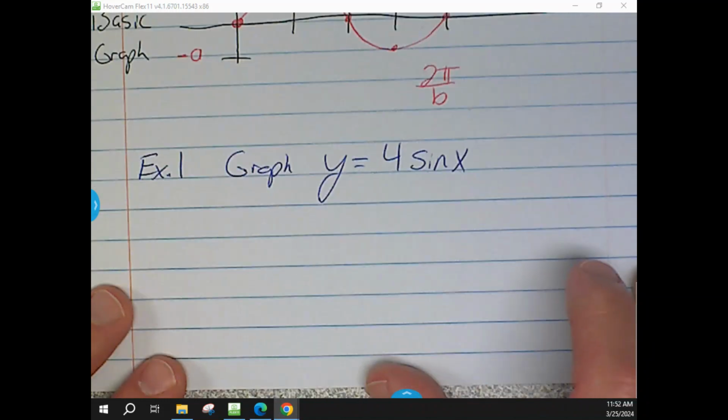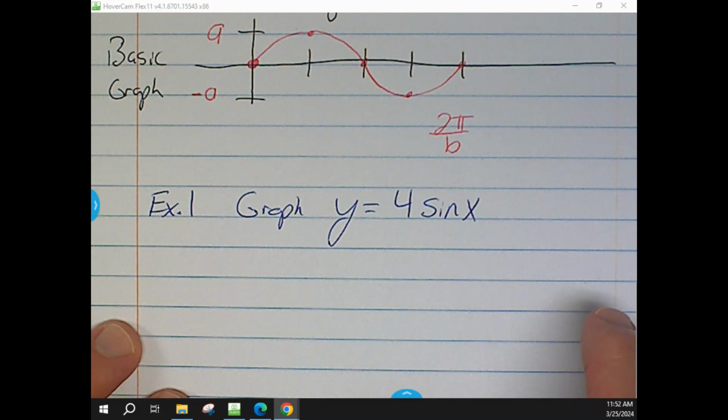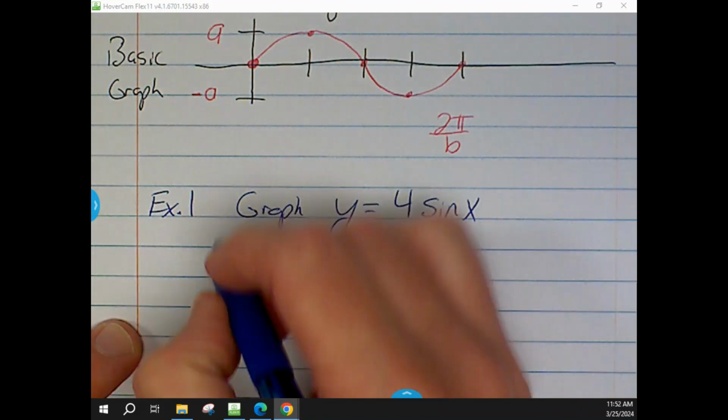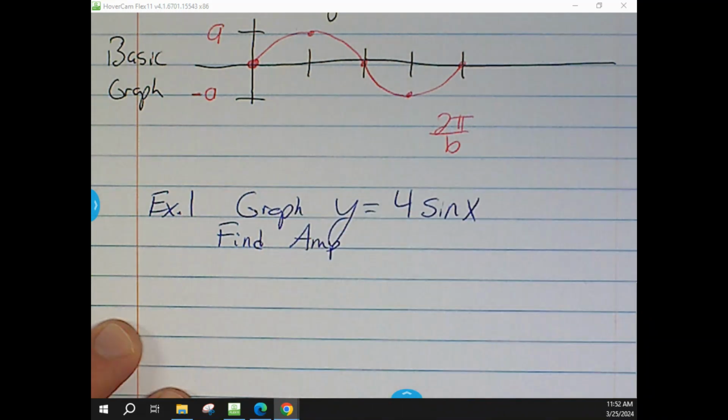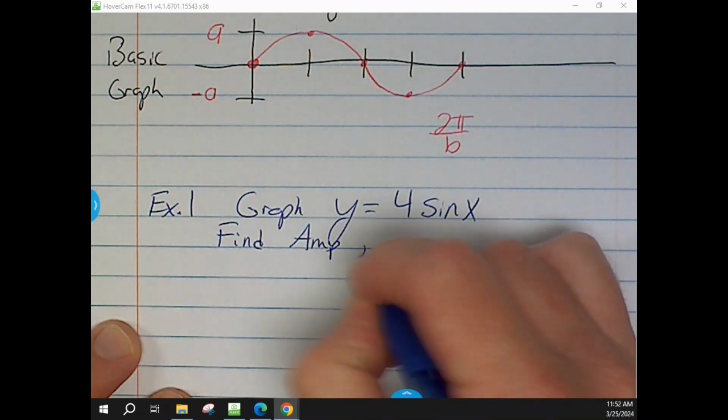So we're going to graph y equals 4 sine x. And then we're also going to find the amplitude, which we'll just call the amp for short. And then we're also going to find the period.